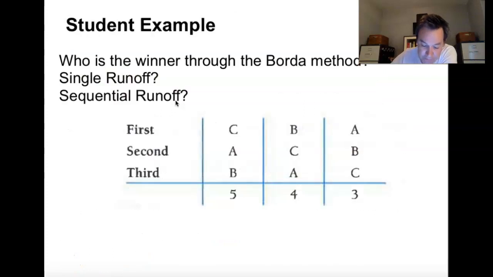All right. So here's your student example, a little bit of a simpler preference schedule, only 3 candidates, but I want you to see if you can go through and tell me who wins through the Borda method. That's points, single runoff, and sequential runoff.